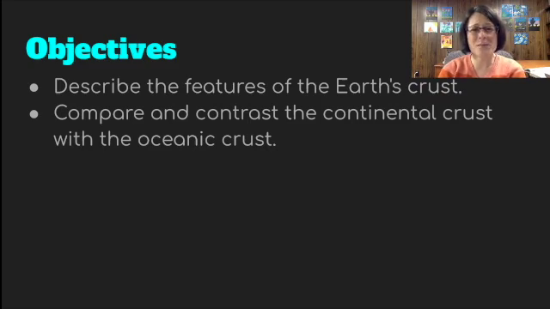So that's pretty much it for the crust. We have described the features of the Earth's crust, and we have compared and contrasted the continental crust with the oceanic crust. So don't forget your 5 questions, and we are done with the chapter.